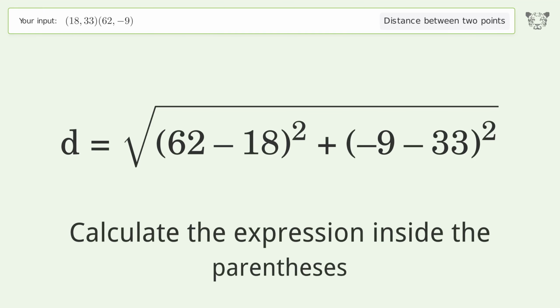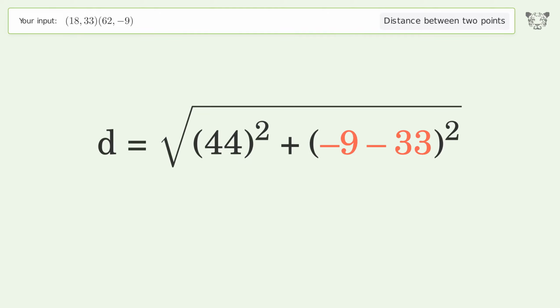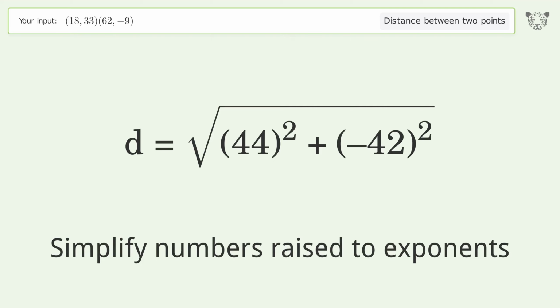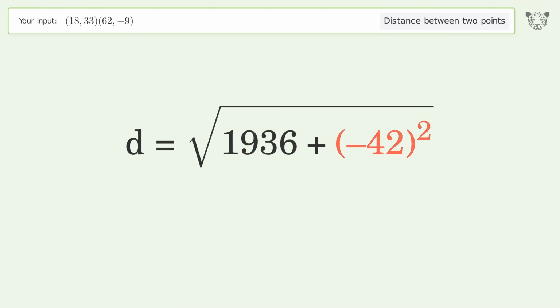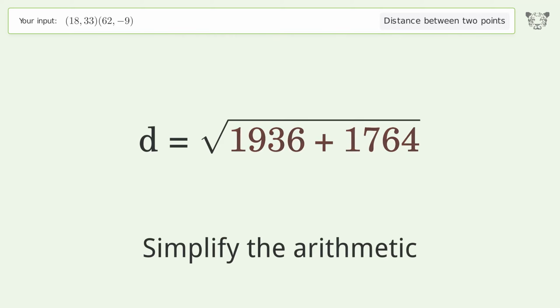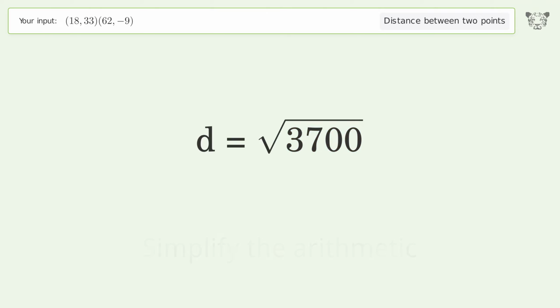Calculate the expression inside the parentheses. Simplify numbers raised to exponents. Simplify the arithmetic. And so the distance between the 2 points is the square root of 3,700, or 60.828.